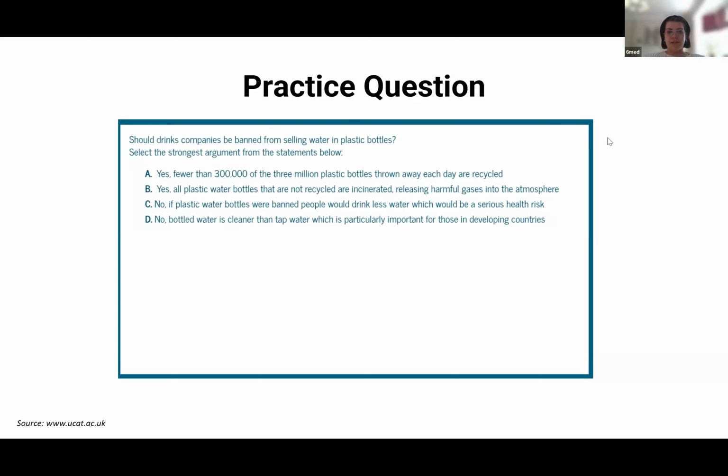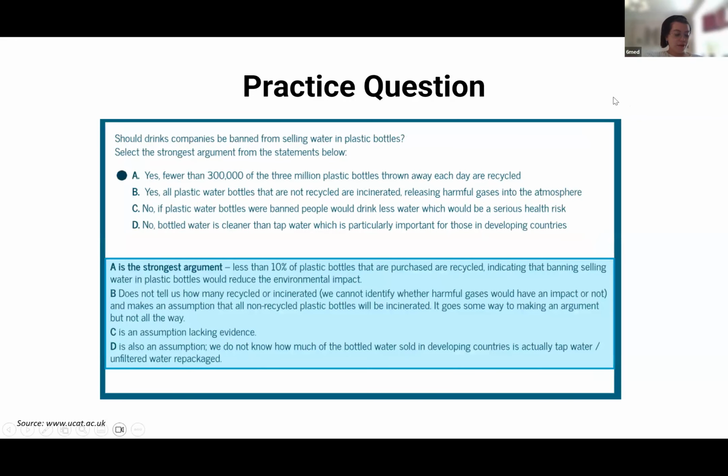Okay, hopefully you've had a chance to read through them and have a little think. This is their reasoning for why the correct answer would be A. You'll notice that the reason this question is so difficult is because the reason why B, C, and D are wrong is because they're all based on assumptions that can't very strongly be backed up by the text.